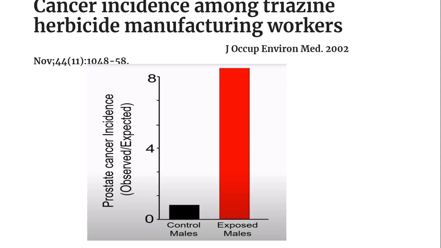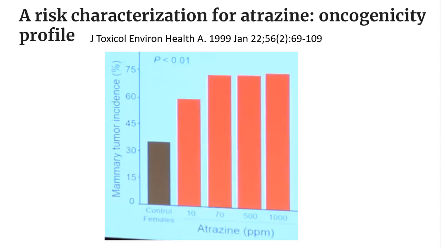This other study was done in workers that were engaged in the production of atrazine, and as we can see, the incidence of prostate cancer is much higher, at least 8 times higher than the background population. With regards to the incidence of mammary tumors, it was shown that rats exposed chronically to atrazine at increasing concentrations of the chemical had higher incidence of tumors. It's difficult to extrapolate these findings to humans because we are not usually exposed to those high concentrations. And as you can see, we're talking about parts per million, which is 1,000 times higher than parts per billion.